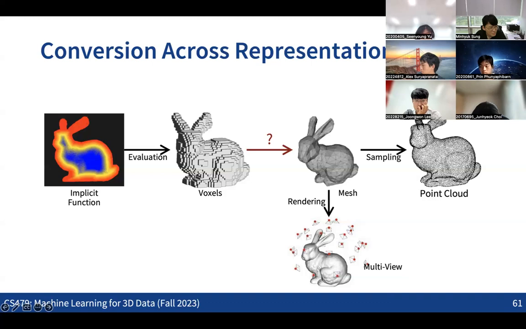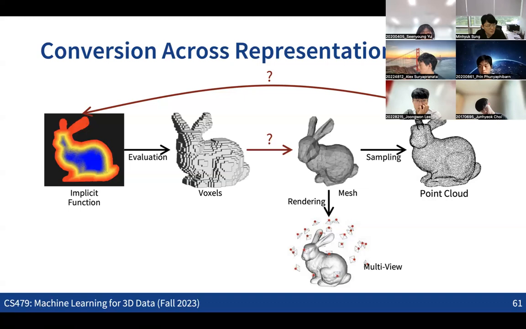When you have the point cloud as the input, for example some scan data, how can we convert this into the implicit function? If we can make this kind of bridge from the voxels to the meshes and the point cloud to the implicit function, then we can convert from one representation to all the other representations, right? So we are basically making a loop from the implicit function to the voxels, voxels to the meshes, mesh to the point cloud, and point cloud again to the implicit function.